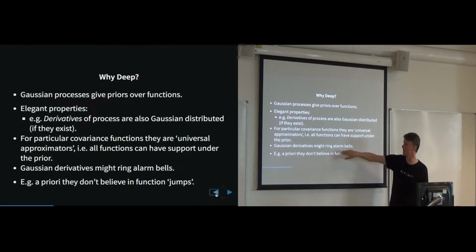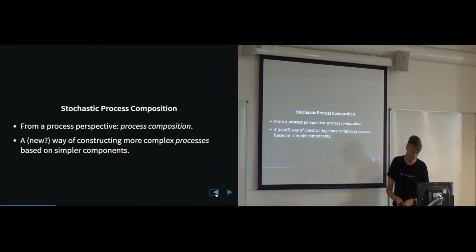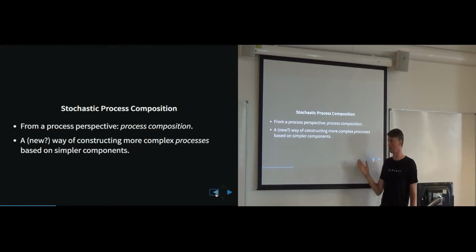So these derivatives might ring alarm bells because they don't believe in the jumps, as well as what David was talking about. So if I'm speaking to statisticians and probabilistic people, I think that what we're doing with deep Gaussian processes is actually a sort of broader trick, which is just stochastic process composition, combining stochastic processes together to change the class of processes you're working on.